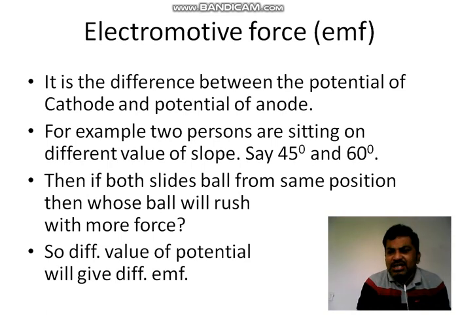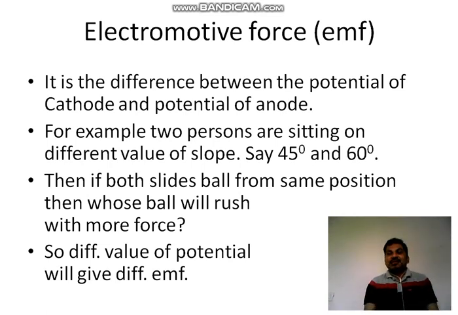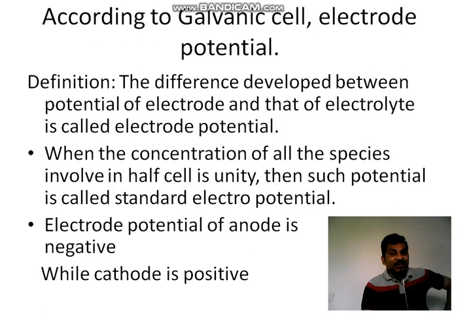So read out these points. First, it is the difference between the potential of the cathode and the potential of the anode. That's all. For example, two persons are sitting on different slopes, say 45 degrees and 60 degrees. If both slide a ball from the same position, whose ball will rush with more force? Now you understand. So a different value of potential will give a different EMF, and that is our idea of EMF. And now next is also very interesting.